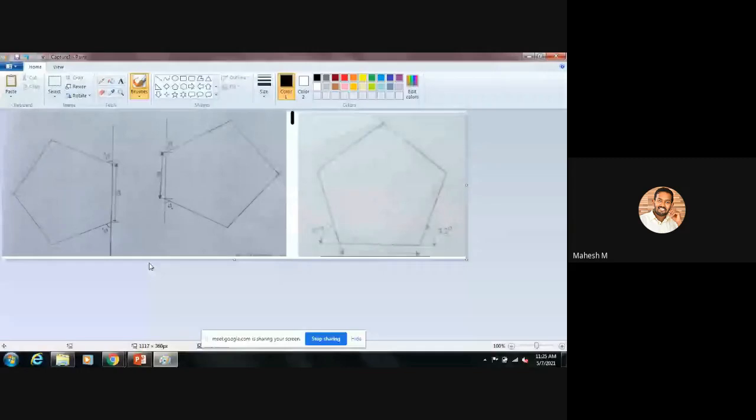So here I have 2 diagrams submitted by 2 students. I'm going to split these 2 diagrams. The left side of this black line is a diagram submitted by one student, and the right side of this black line is submitted by another student. I'm not going to mention the names of the students. Please look at this diagram. It is a pentagonal surface.